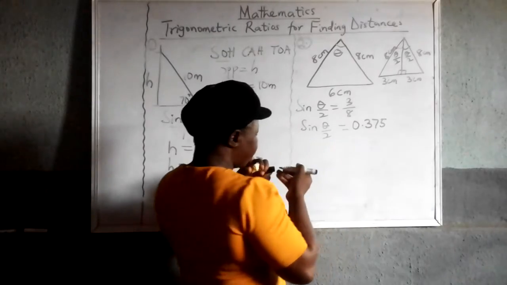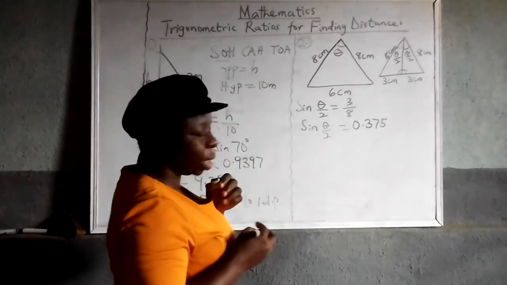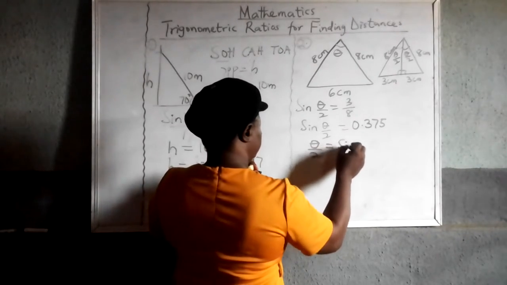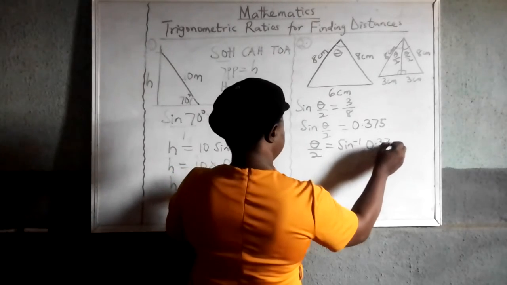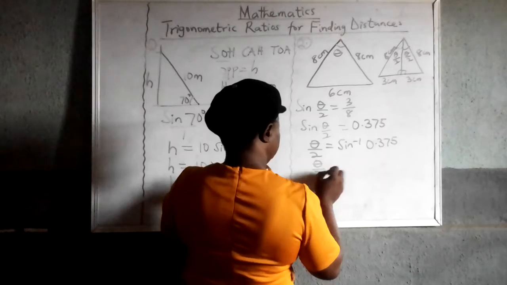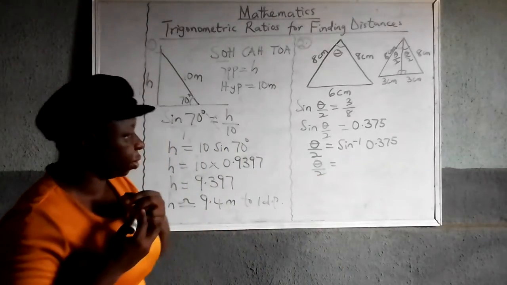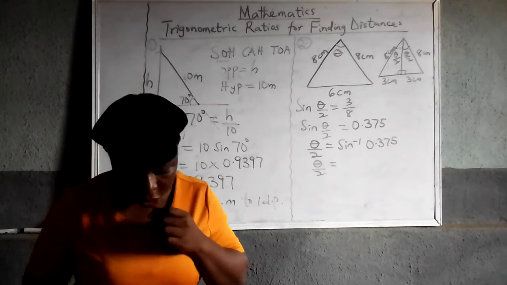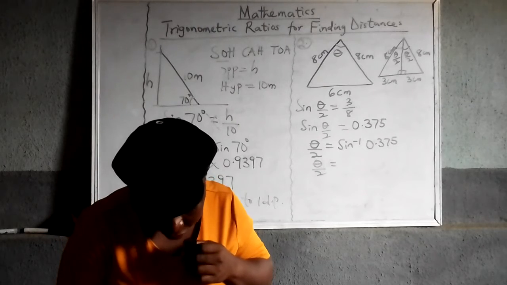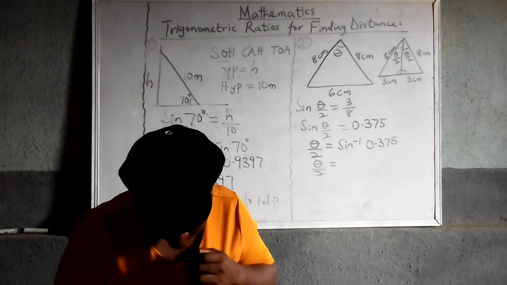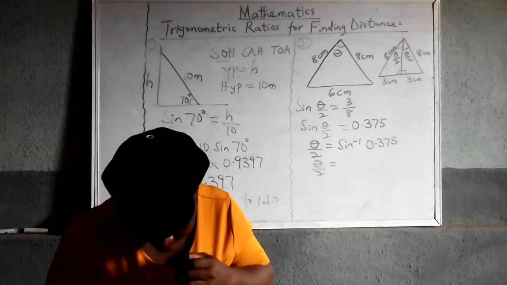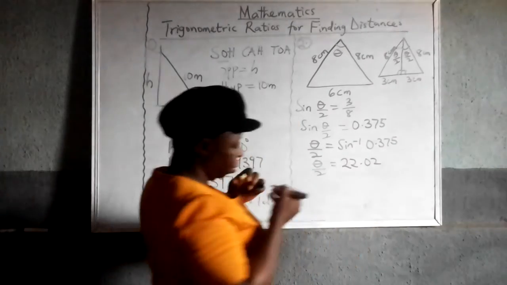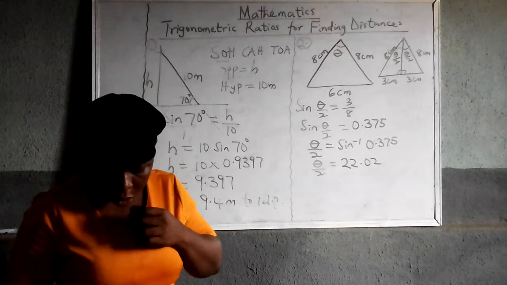The sine of a given angle gives us 0.375. What do we do to get the given angle? We are going to say theta over 2 is equal to arc sine 0.375. It's either you use the formula tables or you use your scientific calculator. If you are going to use your scientific calculator, you press shift sine 0.375, and that is 22.02. If you make use of the four figure tables, you go to sine.